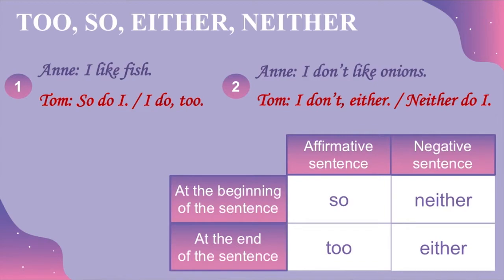Another important thing that you should bear in mind is that we use so and neither at the beginning of the sentence, but we use too and either at the end of the sentence.